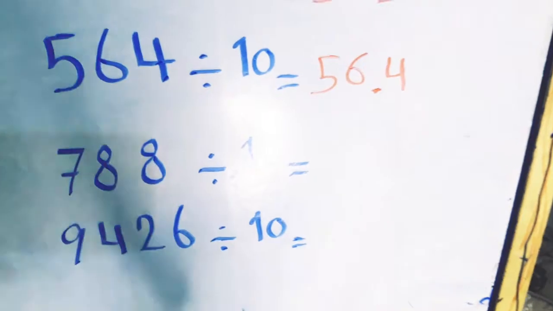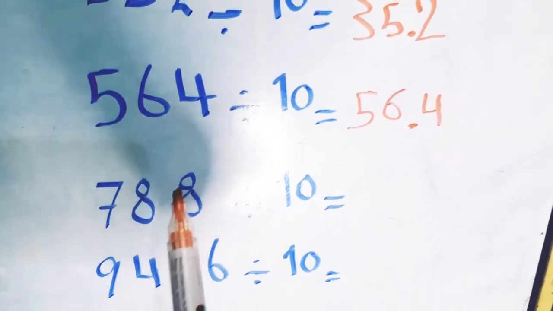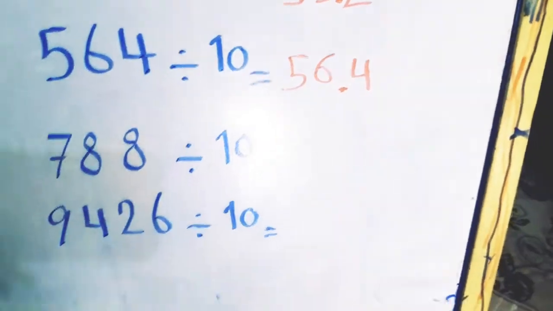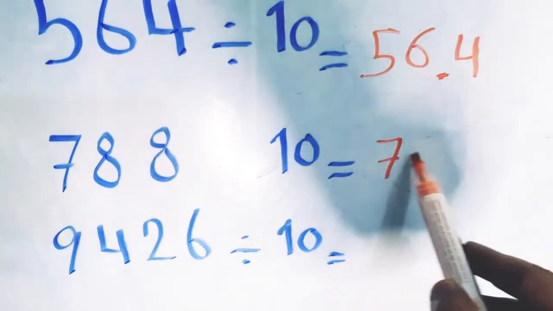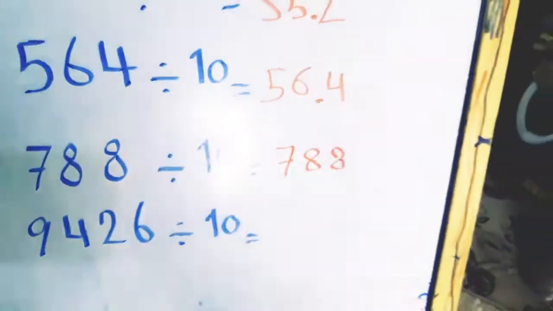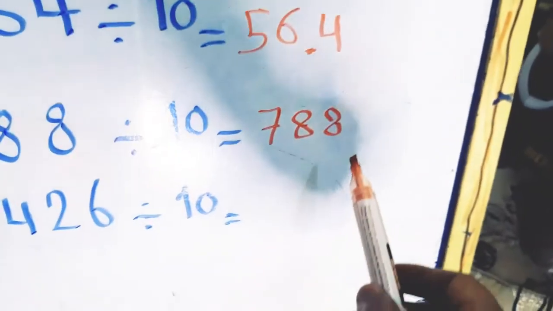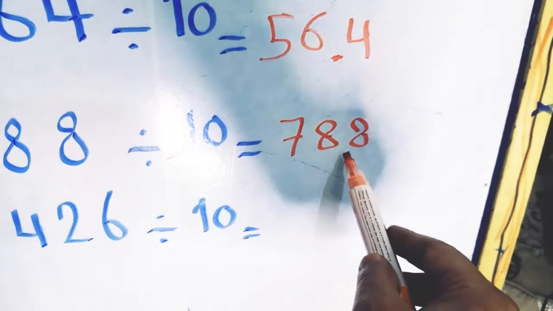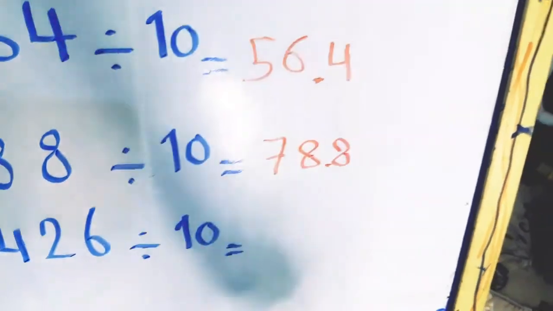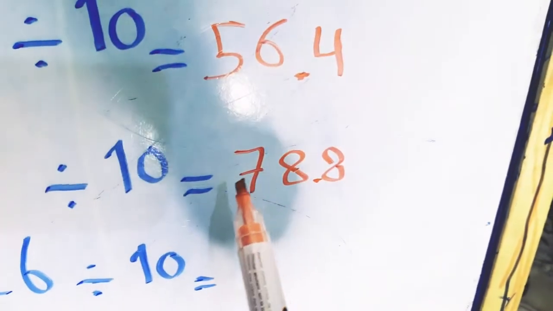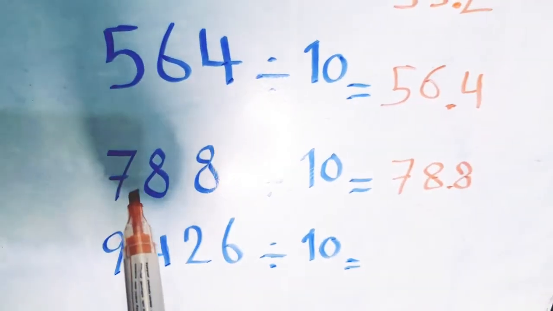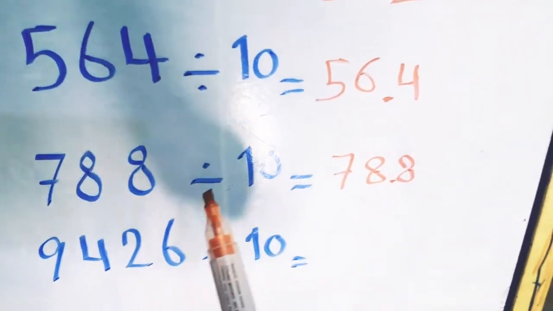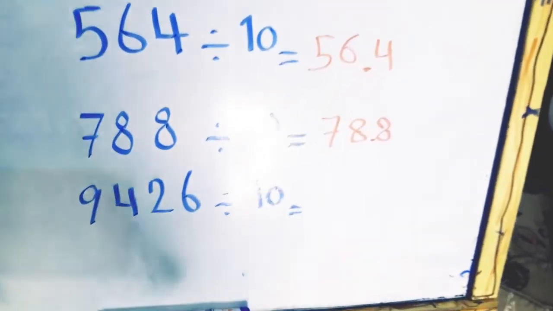788 divided by 10. The dividend here does not end with 0 and the divisor is 10. So we take the dividend and write it as it is. The step which we must apply here is that we count one digit from the right side, then we put a decimal point. So 78.8 is the quotient of 788 divided by 10.